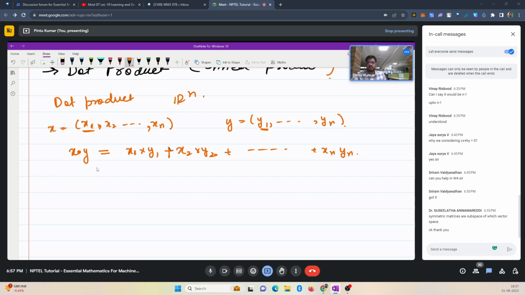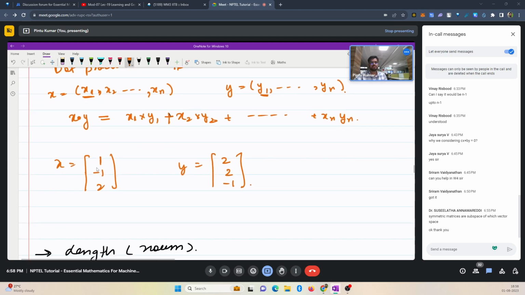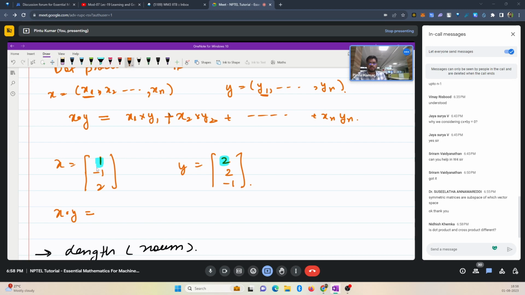I'll take an example. Let's say my x is 1, minus 1, 2, and my y is 2, 2, minus 1. Then what is x dot y? This is the first element multiplied with the first element, that is 1 into 2, plus minus 1 into 2, plus 2 into minus 1. So this is 2 minus 2 minus 2, which is equal to minus 2.